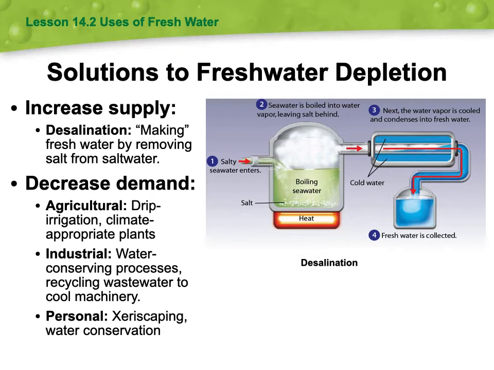So decreasing demand as far as uses of freshwater, agricultural freshwater use is through drip irrigation, and that can only happen in climate appropriate areas where plants are able to use that water. Industrial uses include water conserving processes. We could recycle wastewater to cool machinery. And then they talked about xeriscaping in Las Vegas in the documentaries that you watched, and this is also a type of water conservation as well.